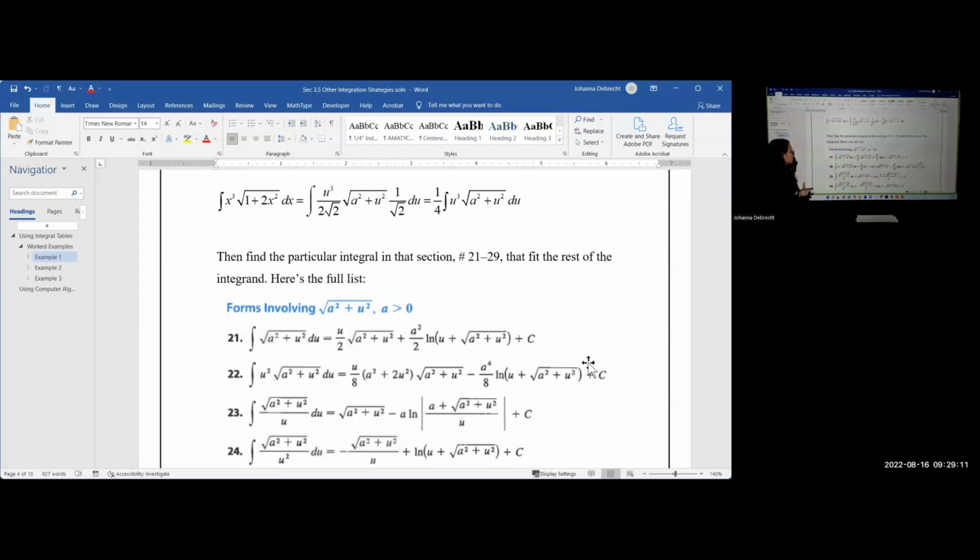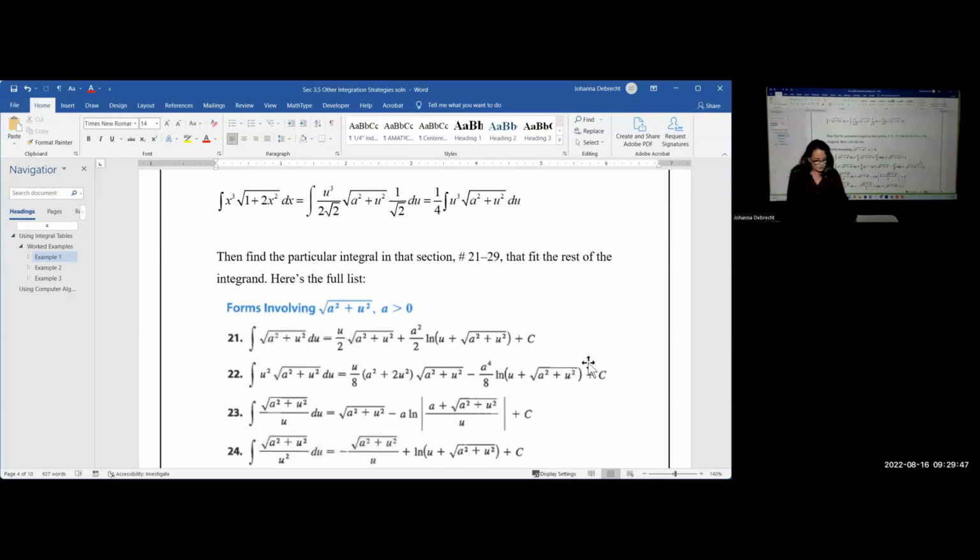Now I go to the integral tables, and I try to find one that fits that pattern right there. So the 1/4 being a constant is not going to affect the value of the antiderivative of the integrand. It's just a constant. So really what I'm looking for is the integral of u cubed times the radical of a squared plus u squared. This is the particular pattern I'm looking for. So I look under the list of ones that have radical a squared plus u squared for something that has u cubed times the radical.